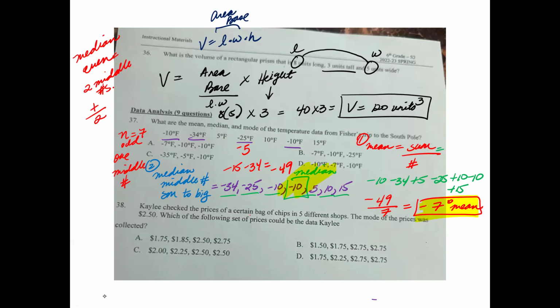Mode is probably the easiest one. Mode stands for most frequent. Which number repeats itself? -10. That's your answer, that's your mode. Those are the 3 answers. You see the ones I highlighted? I want you to copy the ones I highlighted down, and then you have to show the answer when we get there, okay?